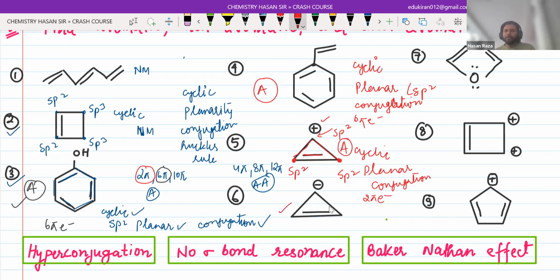Now go for this compound. You can see it is cyclic. Yes, it is cyclic. Whether it is planar or not, it is planar. This is a very important compound.